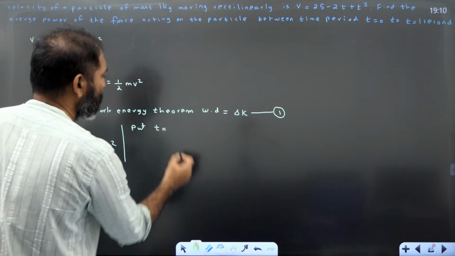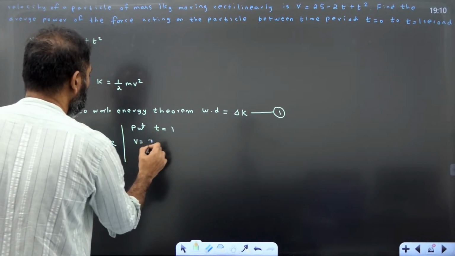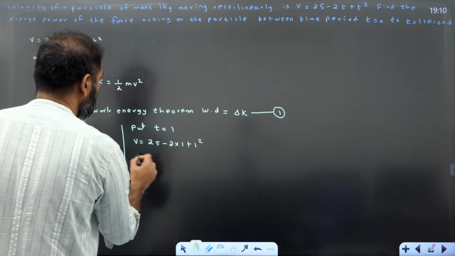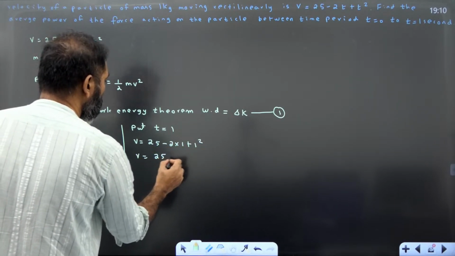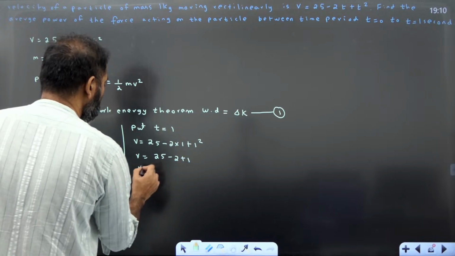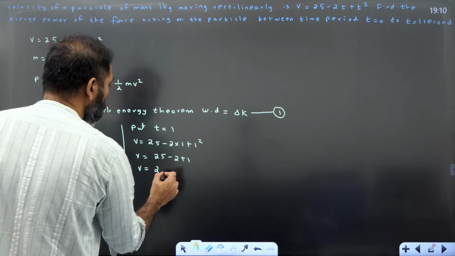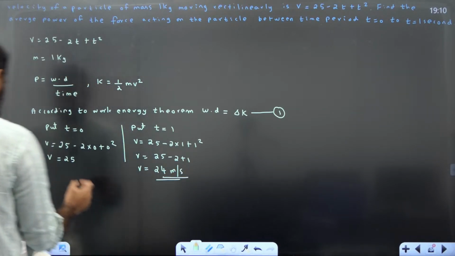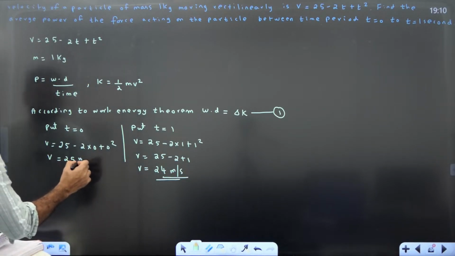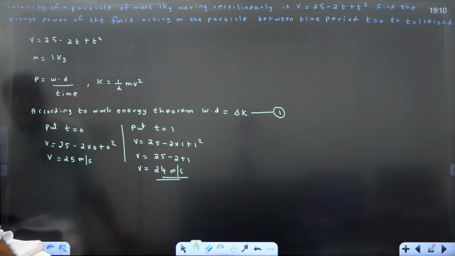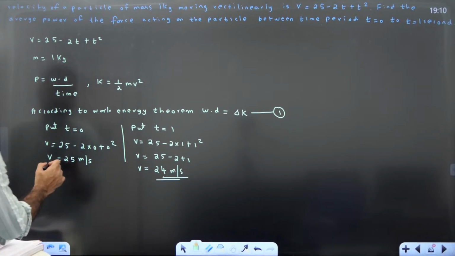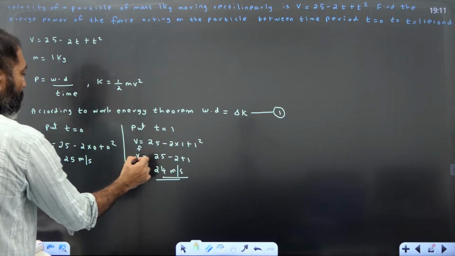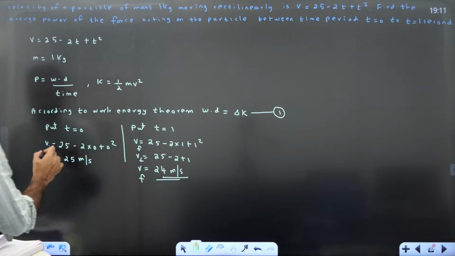Put t equal to 1. So, v is equal to 25 minus 2 into 1 plus 1 square. So, v is equal to 25 minus 2 plus 1. That is v is equal to 24 meter per second. So, initial velocity is 25 meter per second. Final velocity is 24 meter per second. This is the initial velocity, and this is the final velocity.